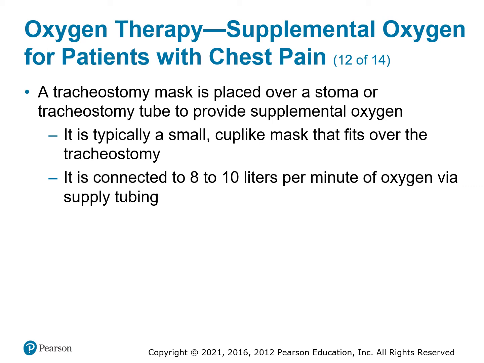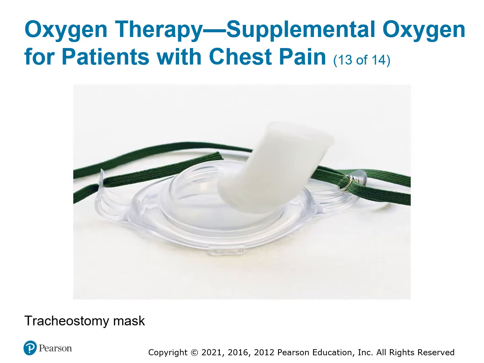It also shows it on a patient here. This can be connected to 8 to 10 liters per minute of oxygen, and if we do not have this specialty mask, you can use an infant mask as well in order to supply oxygen to the stoma or tracheostomy. And this is the same picture that is in your textbook on 278 of the tracheostomy mask.